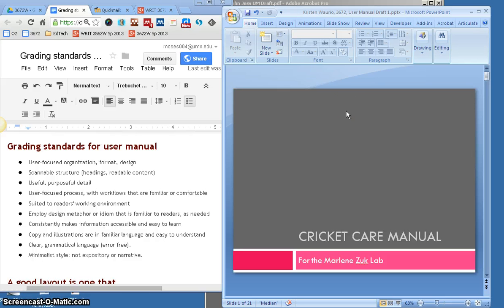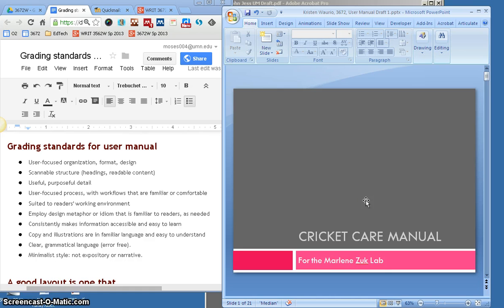in Kristen's piece, with the idea that you could take these principles or this conversation and apply the discussion to your own user manual. If we talk about user-focused organization, format, and design, and this idea of a minimalist style. Well, let's look at the first and the last bullets and focus on those first.